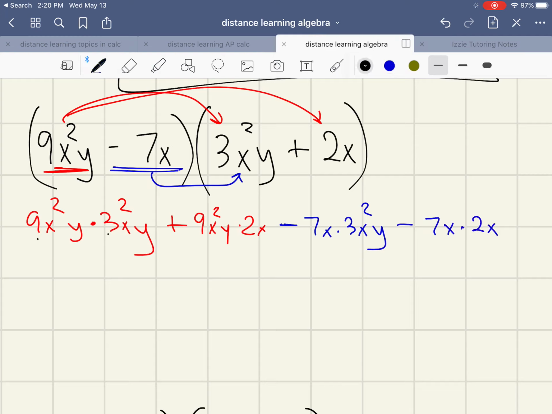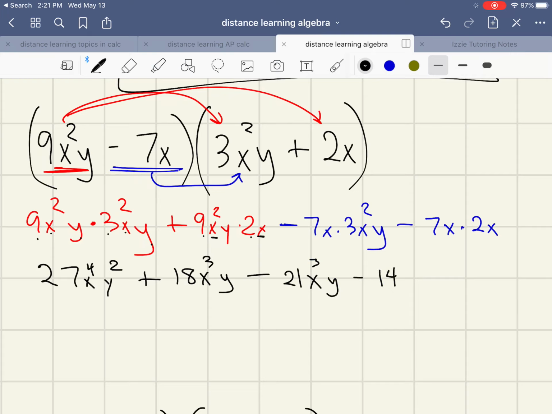Let's do our multiplications. 9 times 3 is 27. X squared times x squared is x to the 4th. Y times y is y squared. Plus 9 times 2 is 18. I've got 2 and 1 x's making 3 x's and 1 y. Minus 21. Again, 3 x's and 1 y. And then minus 14 times x, or x squared.